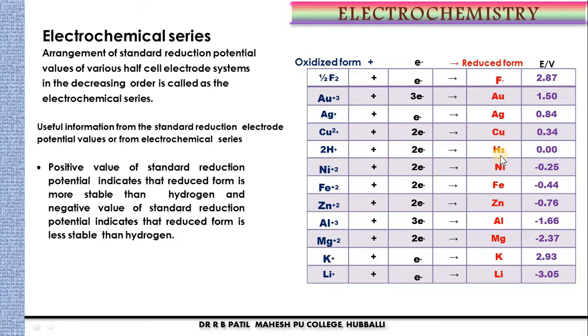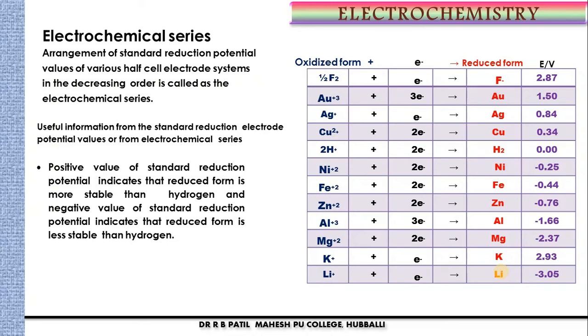After hydrogen, we can see the values decrease, and lithium has the highest negative reduction electrode potential value, which indicates that the lithium ion has no tendency to gain electrons and convert to lithium. In other words, this negative value indicates the reverse. What is the reverse? Lithium has more tendency to donate electrons and convert to lithium ion. Lithium has more tendency of losing electrons, and it wants to be lithium ion. Thereby, lithium acts as a strong reducing agent.